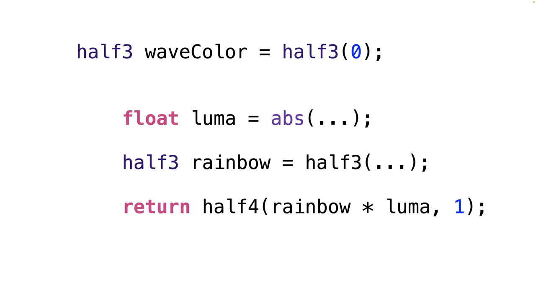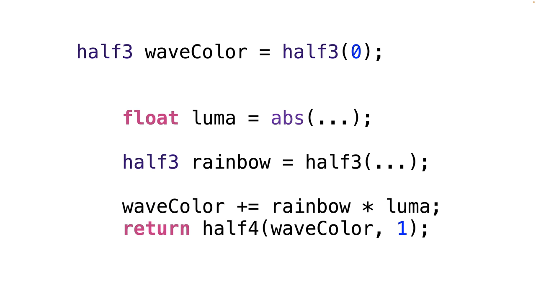And then I'm going to send back that wave color with an alpha of 1, which sounds dull, but notice how I'm adding to wave color the rainbow times luma. So it starts out as black, and I add in the rainbow and luma. So it creates the same thing. We were sending back rainbow times luma. We now start with black, add to that rainbow times luma, making rainbow times luma, and send that back. The same result. So why bother?